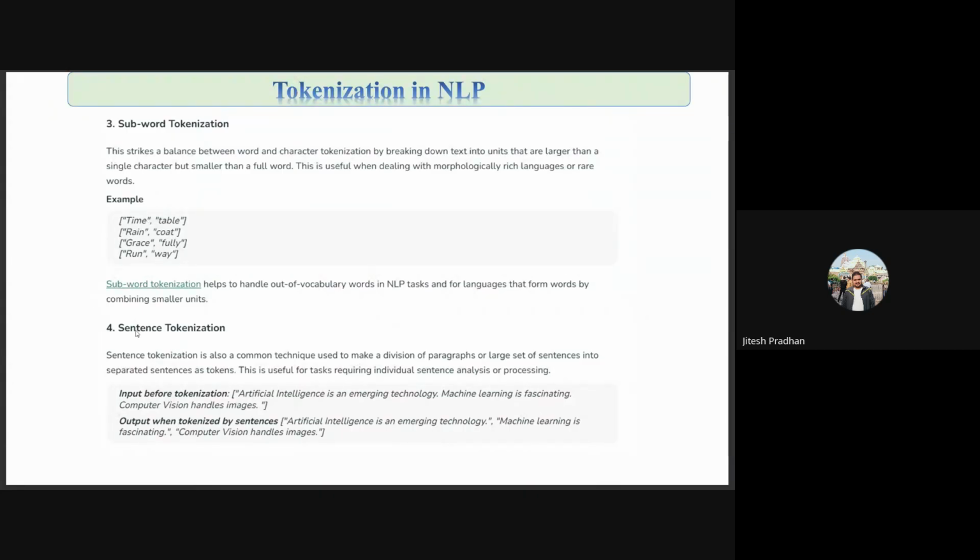Okay, then we have sentence level tokenization. What is sentence level tokenization? Sentence level tokenization is also a common technique. Generally, if we are reading in paragraphs, then sentence level tokenization will extract sentences. For example, earlier we were having this paragraph: artificial intelligence is an emerging technology. Machine learning is fascinating. Computer vision handles images. So it will generate 3 tokens: the first sentence as the first token, the second sentence as the second token, and the third sentence as the third token.